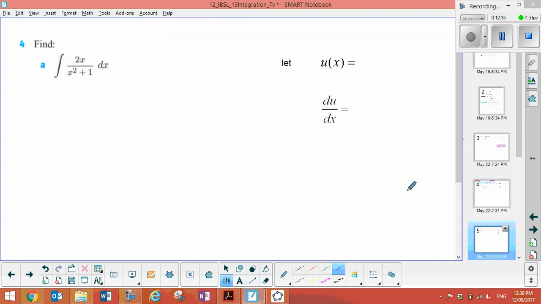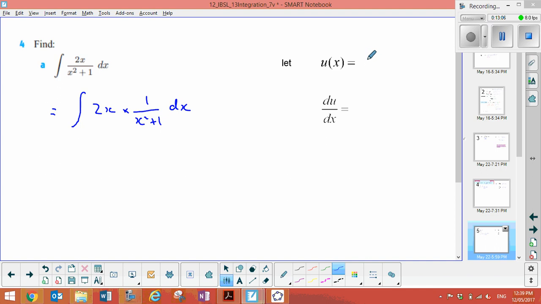This one, again, have a look. Sometimes you might need to think about it and split it to see what's happening. So you've got a 2x times 1 over x squared plus 1, all of these are multiplied, dx. So here you've got something multiplied, but it's in the denominator. It's to the power of minus 1. Hopefully that will ring a bell if it's 1 over.